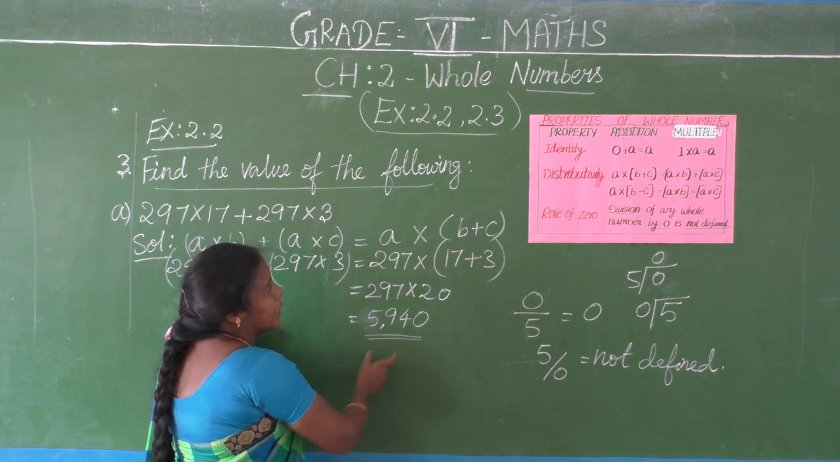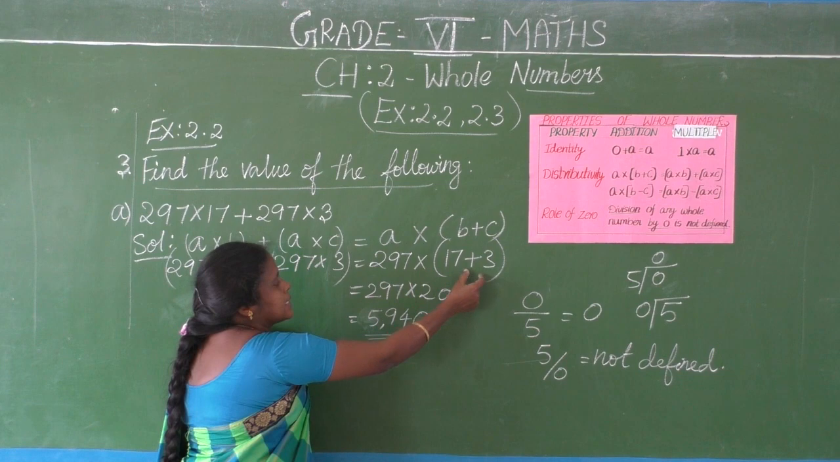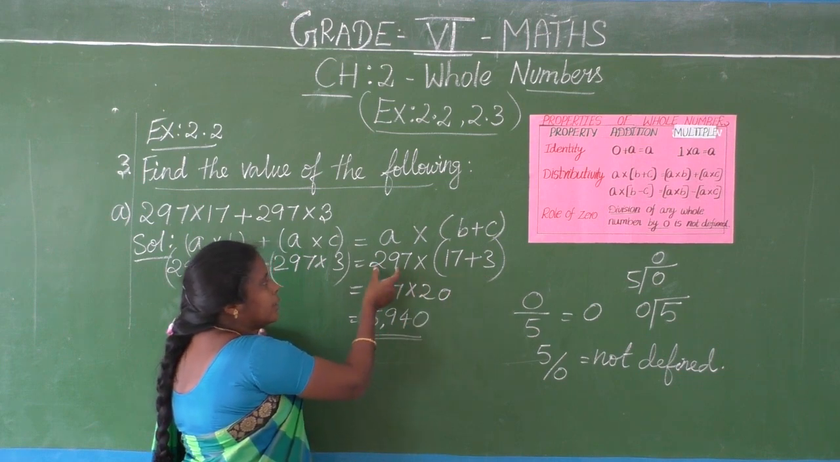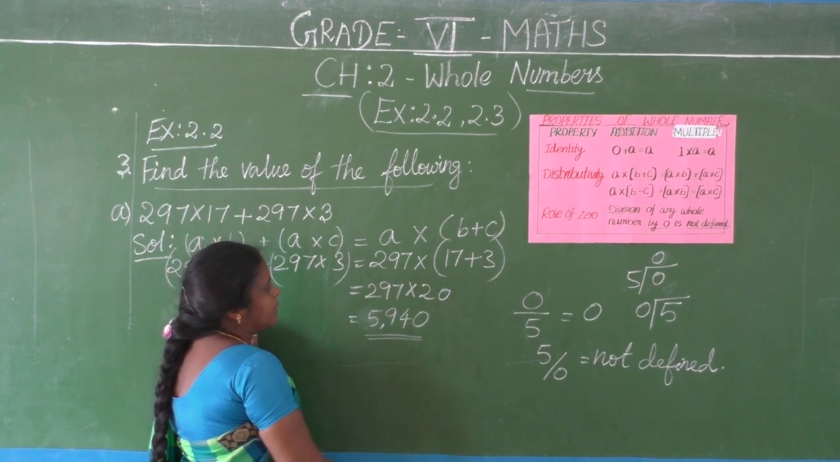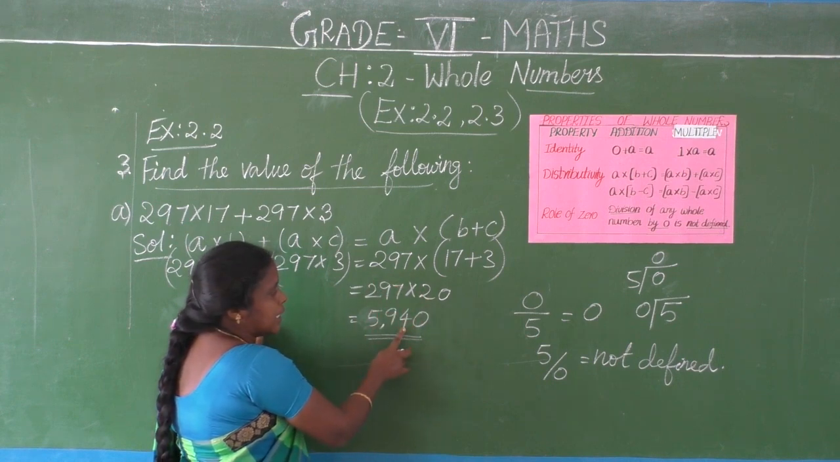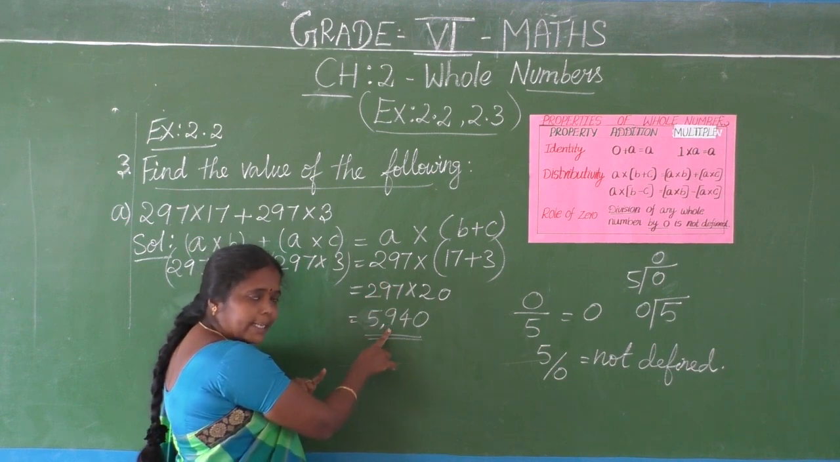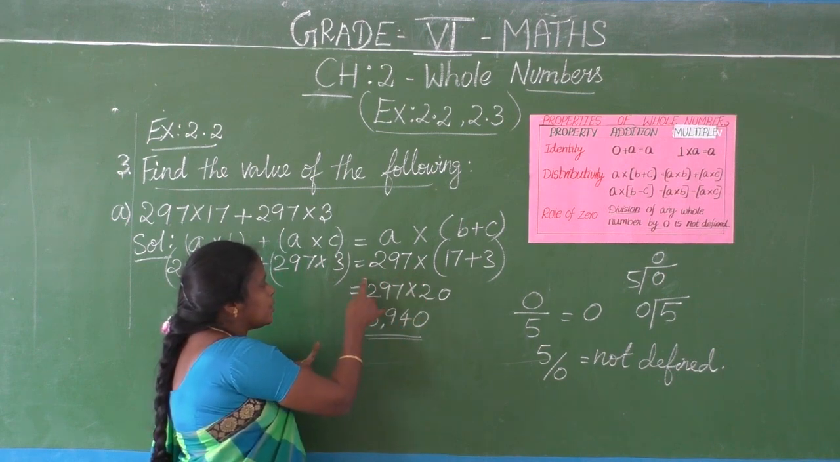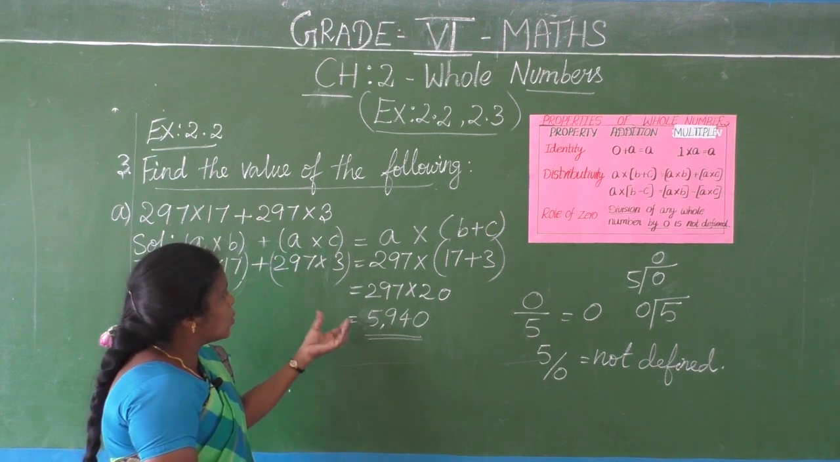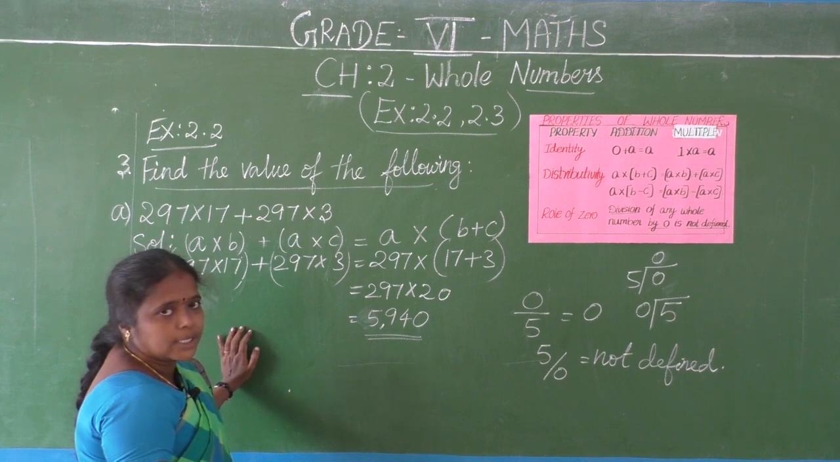Using distributivity left hand side, I am going to solve this sum. So 17 plus 3, 20. 20 into A value 297. Multiply 0 into anything? 0. 2 7s are 14. Remainder 1. 9 2s are 18 plus 1, 19. Remainder 1. 2 2s are 4. 4 plus 1, 5. So answer for this question is 5940. Clear children?